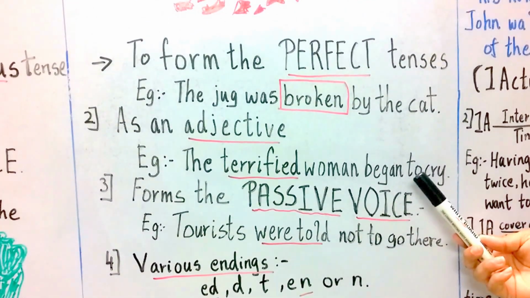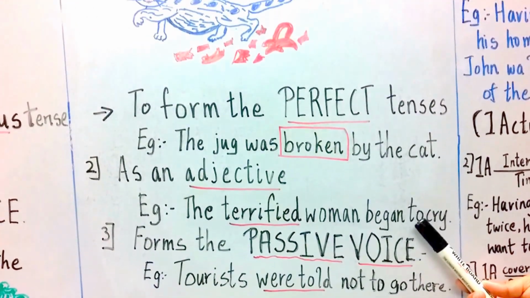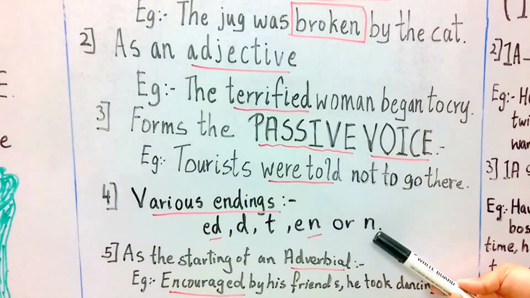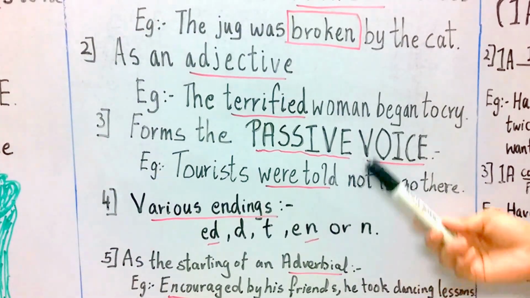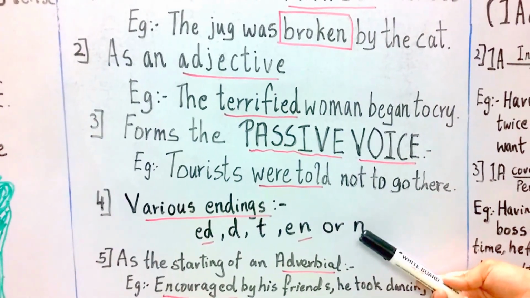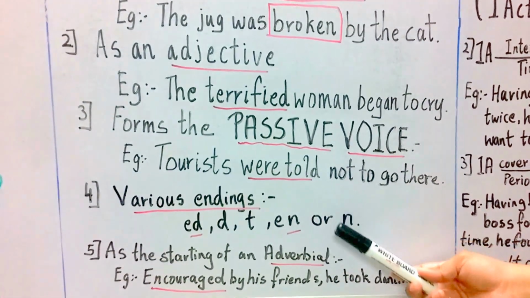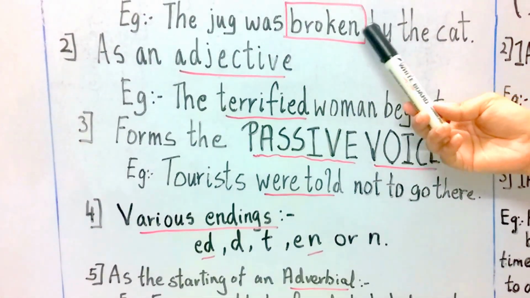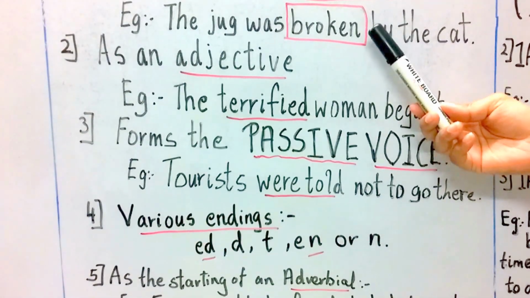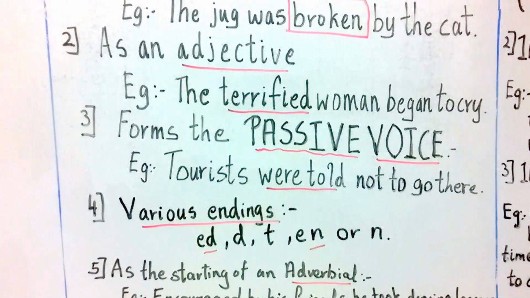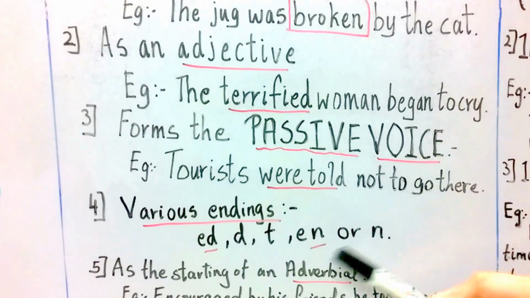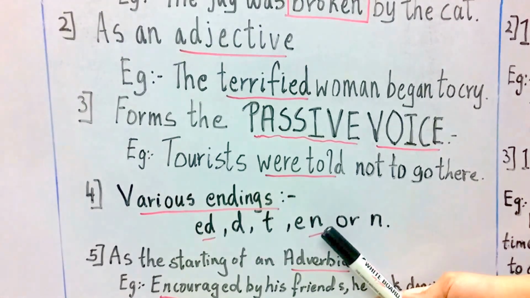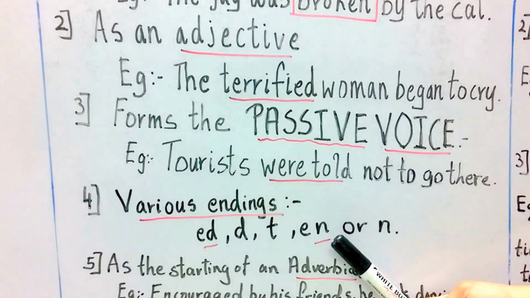You normally see that the past participle ends with ed, d, t, n or en, and it forms the passive voice. So we see, for example, the jug was broken. So we use an en over here. So whenever there is a verb plus an ed or an en or a d or an n, but mostly we use ed or en, then we use the past participle, that is v3.